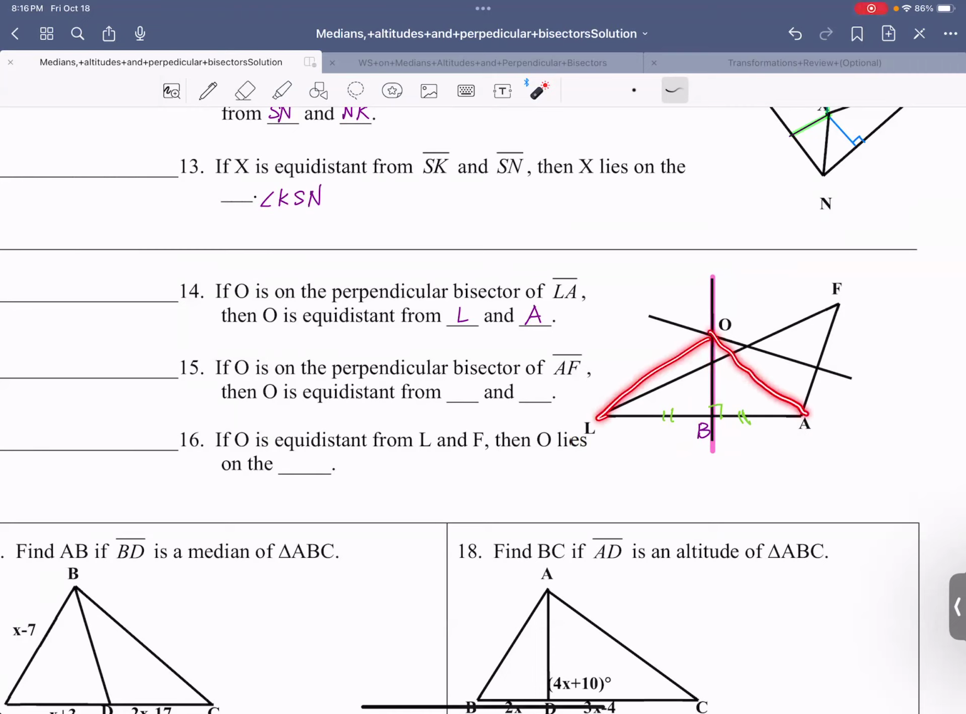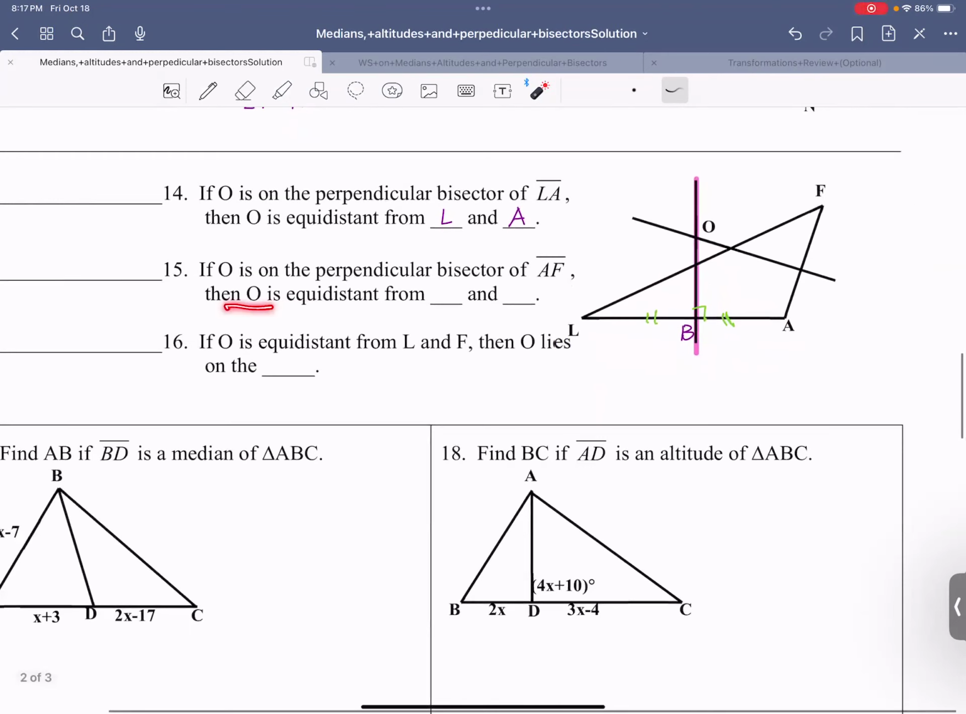So OL is congruent to. Hold on. You have the triangle congruent first. OLB is congruent to OAB. Yes. Because side equals side. And then OA is equal to OL because of CPCTC. Yes, very nice. You got it. Nice. Go. Number 15.